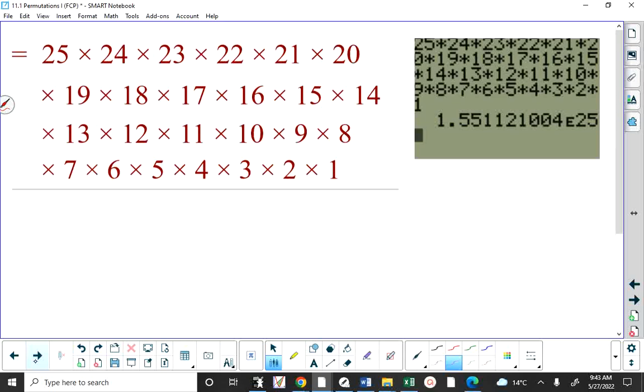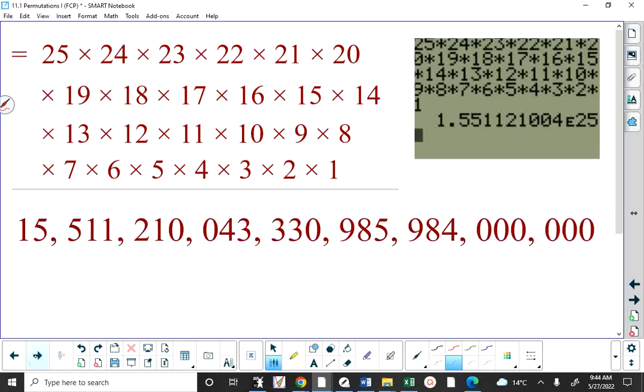And if you do that, you get 1.55 times 10 to the 25. And that's a very big number. We don't know what the decimals are. I put it into Excel, where I can say, show me all the decimals, and I get this number. But I wouldn't even know how to begin to say that number out loud, other than 1.55 times 10 to the 25. So we abbreviate it this way.